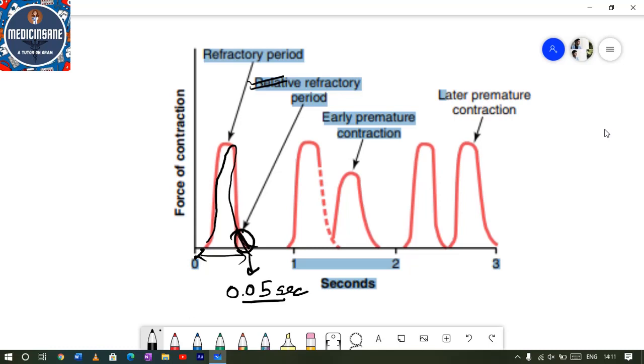Okay, and you can appreciate in the second graph here itself that in the relative refractory period, this 0.05 seconds, you can definitely initiate a second action potential after the first one, and that is what leads to an early premature contraction, right? So it is possible to generate, but it is difficult to generate. That means a much greater force is required to generate the action potential in the relative refractory period.